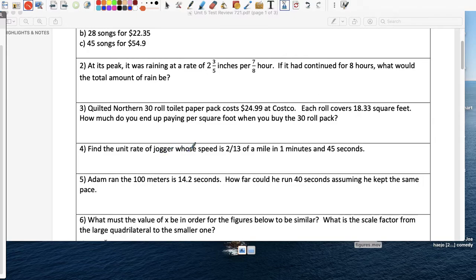But find the unit rate of a jogger whose speed is 2/13 of a mile in 1 minute and 45 seconds. So it's always easier if you write it as a fraction. So let me, can we expand this?